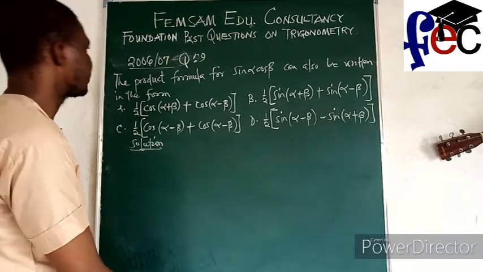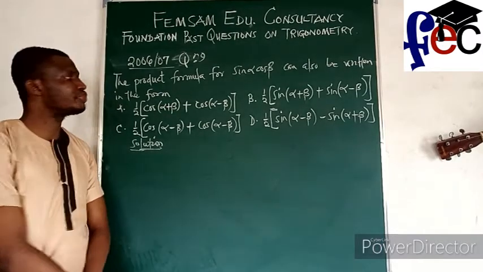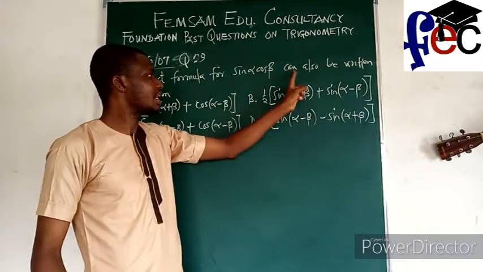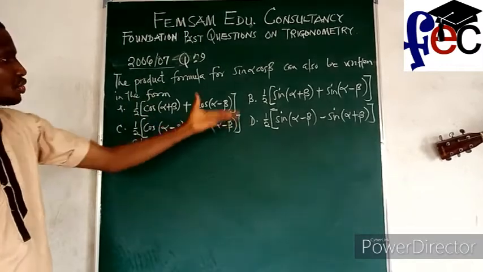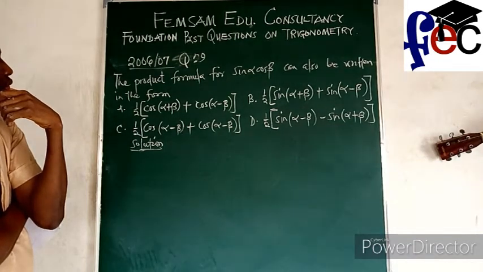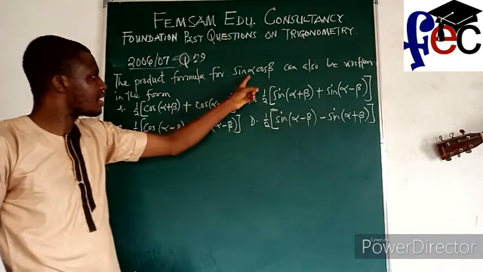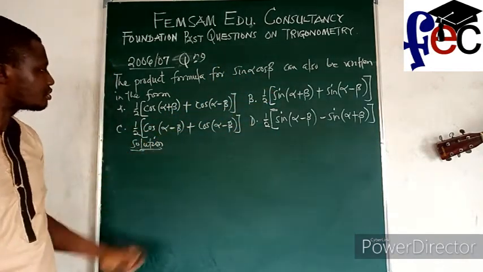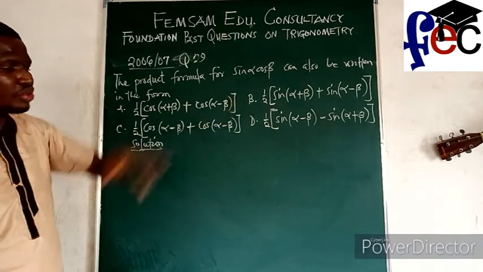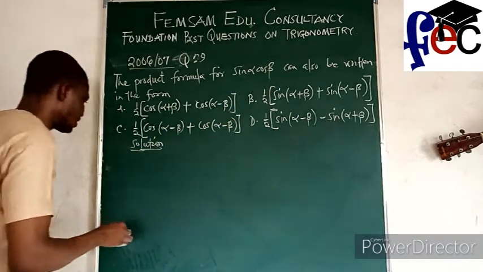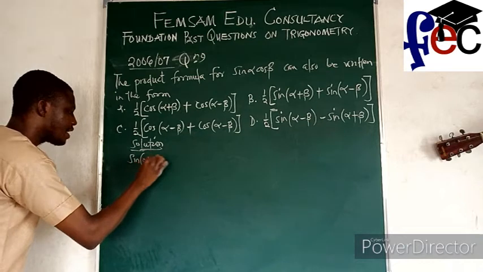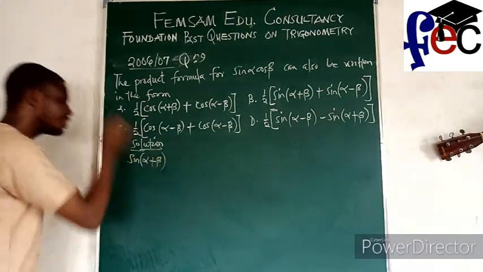Same year, 2006/7, question 29. This is another question set on product formula. The question says the product formula for sine alpha cos beta can also be written in the form, which one of them? Now we can see angle alpha and angle beta as a compound angle here, sum or difference. So one of the things we can do to verify which one of them is to see how we can rewrite. What do you think sine alpha plus beta will give us?